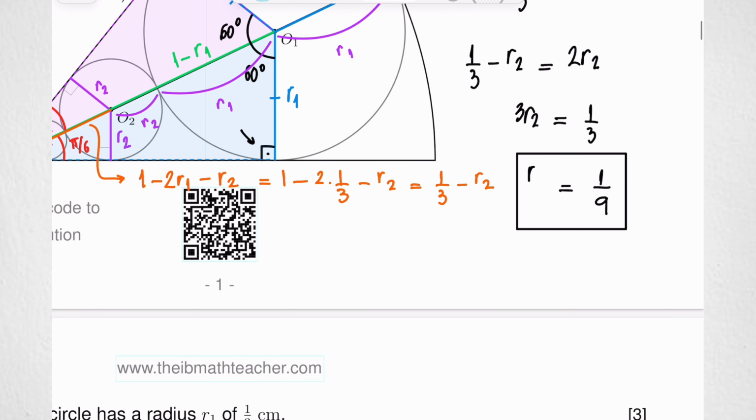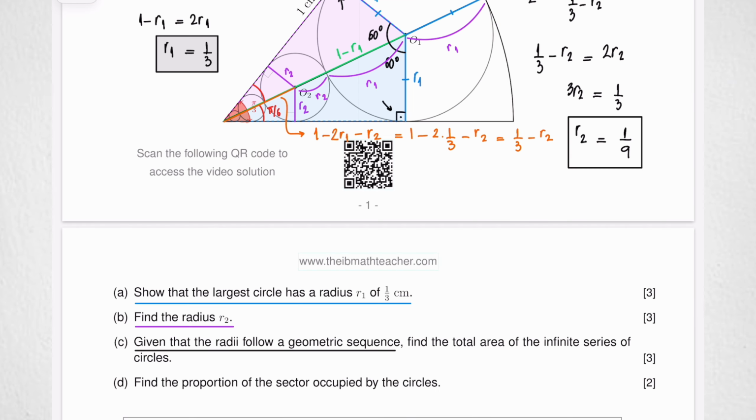This is R2, which means that in order to go from R1 to R2, we multiply by a ratio. So the geometric sequence is 1 over 3, 1 over 9, and so on and so forth. In order to find the ratio, we divide two consecutive terms, which in this case means 1 over 9 over 1 over 3, which is 1 over 3.